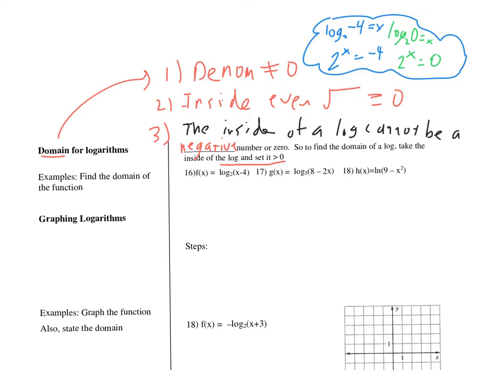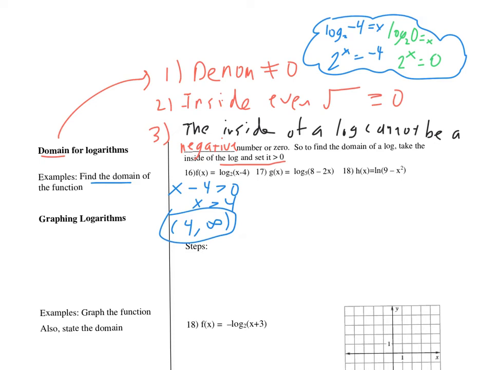So number 16. We have the inside of a log here, and so to find the domain, if the question is domain, we just take the inside of the log and set it greater than 0, and we solve, so x would be greater than 4. And we're going to want this in interval notation, so I'm going to say that's from 4 to infinity.